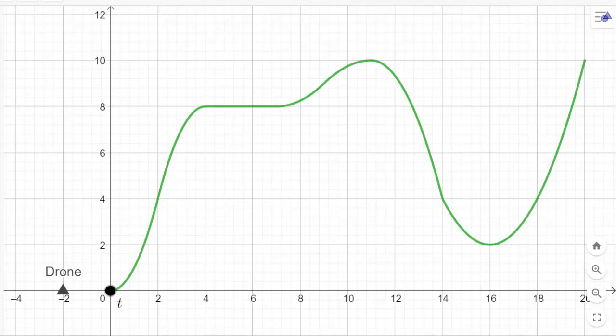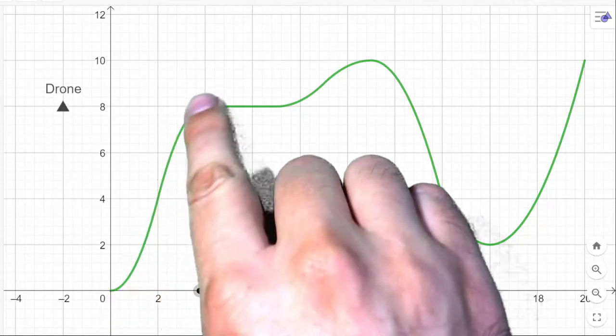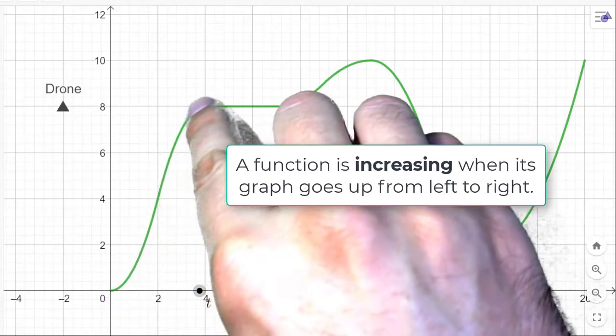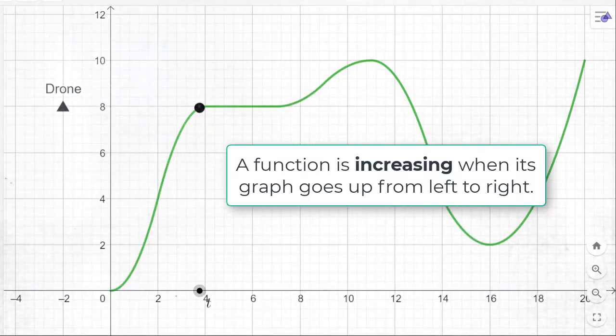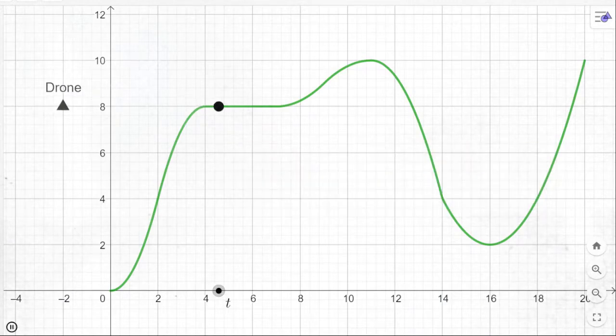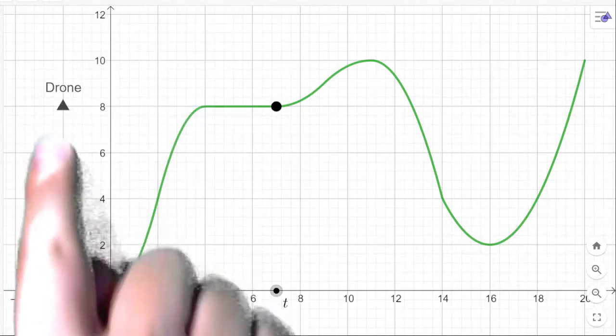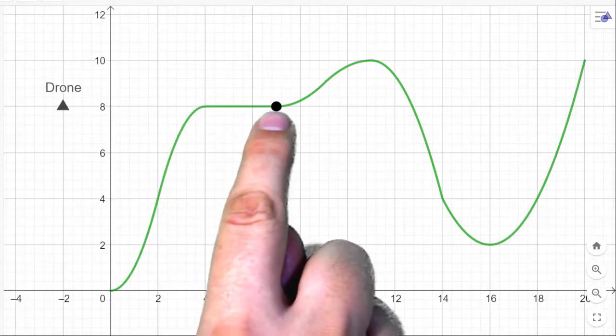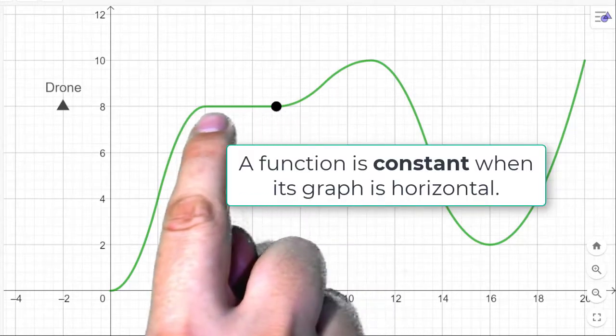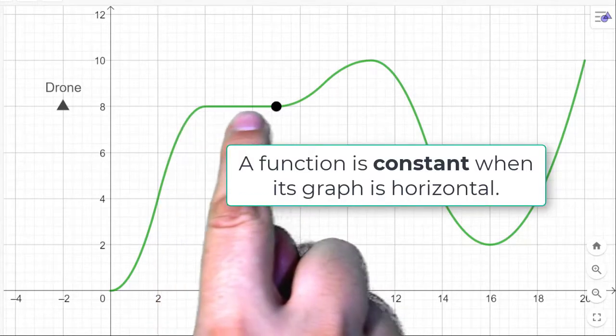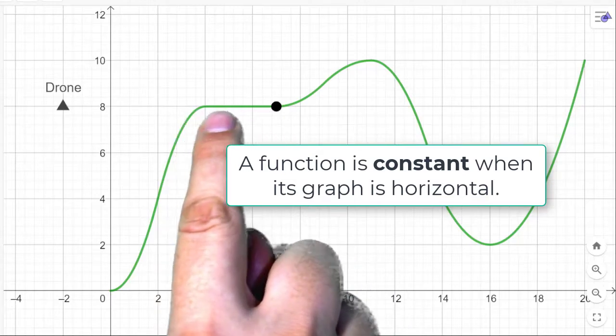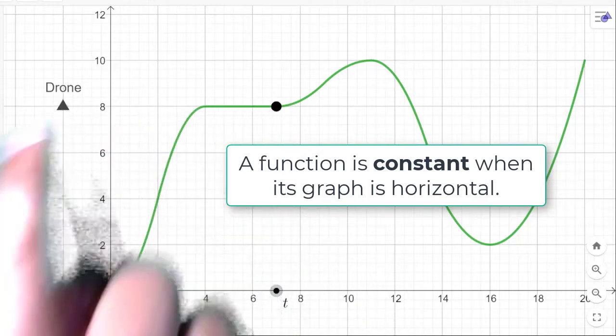Well, we can see that when the drone's height is increasing, so if we let time evolve, you see the drone's height is going up. We see that the graph goes up from left to right. So when you see the graph go up from left to right, that means that the value that we're looking at is increasing. This next part, we see that the height of the drone is not changing. The height of the drone did not change, and that is represented by the graph being horizontal. This is also called a constant piece of the function. So when a function is constant, the value is not changing.